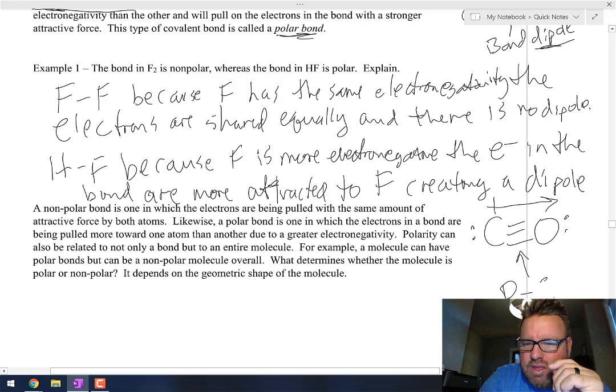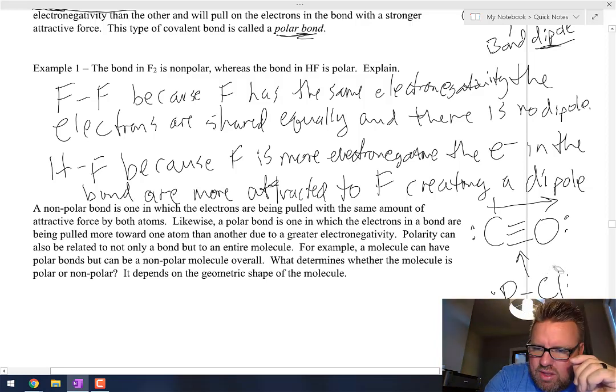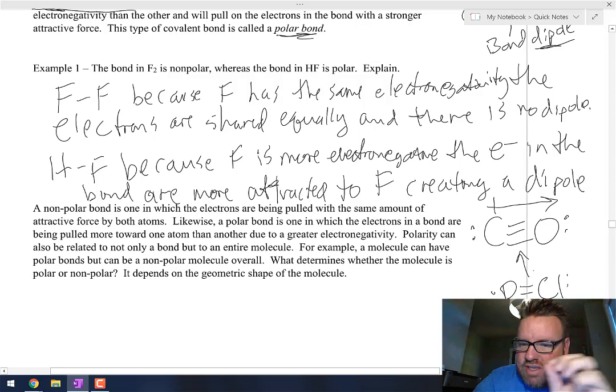In PCl, okay, in that molecule right there, okay, we've got this. I'm just doing the steps of the Lewis electron dot diagram. 2, 4, 6, 8, 10, 12. So in that molecule right there, there's a double bond. Again, this bond right here is a polar bond because chlorine is more electronegative than phosphorus is. So again, we've got a dipole going this way.